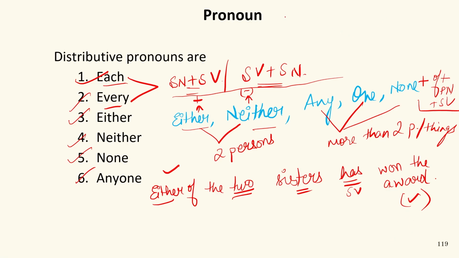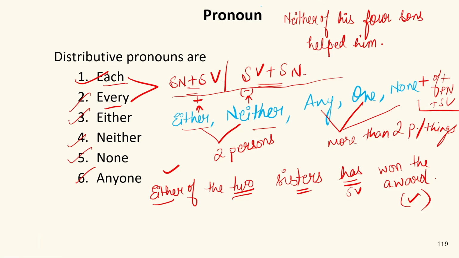Now, if you are given the sentence, neither of his four sons helped him, do you think the sentence is correct?